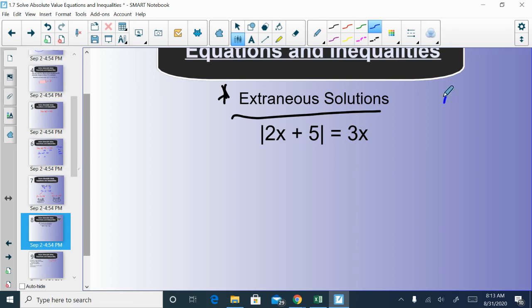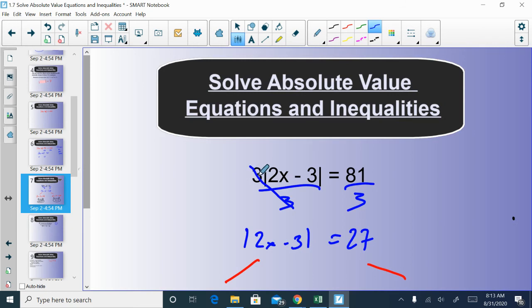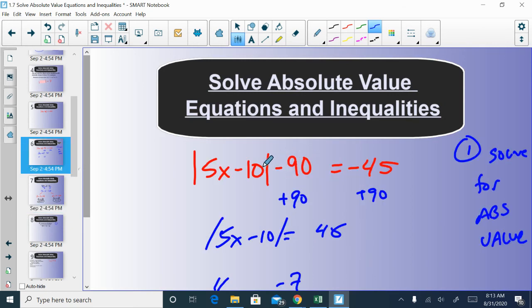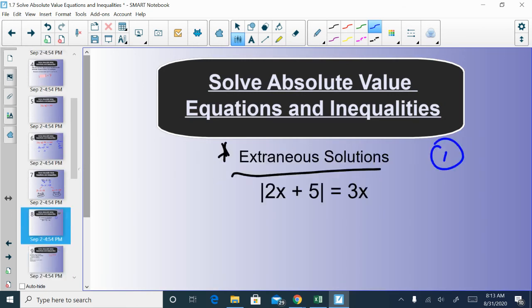Your first step, much the same, is to isolate the absolute value signs. So get those by themselves. Move all the other stuff. Remember, here there was a 3 in front of it. Here there was a minus 90 after it. Much the same. We need to isolate the absolute value signs. This one already is.